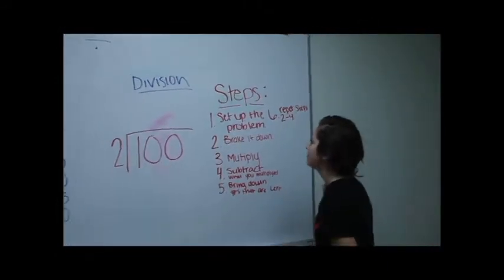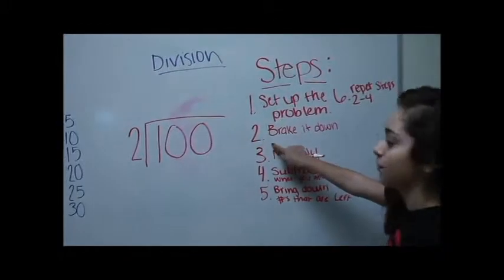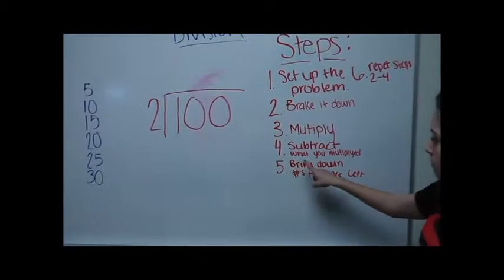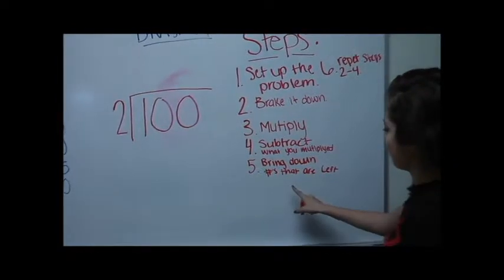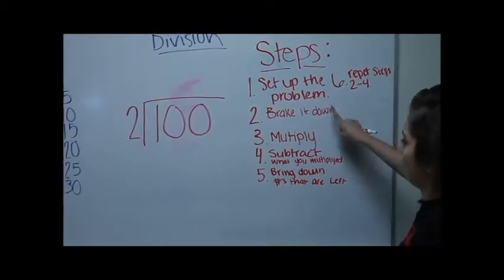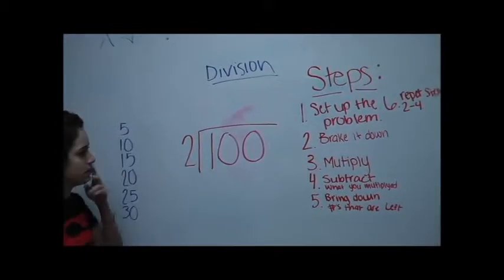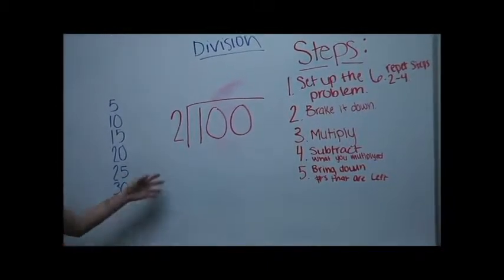So steps to division, which is: 1, set up the problem; 2, break it down; 3, multiply; 4, subtract what you multiplied; 5, bring down the numbers that are left; and 6, repeat steps 2 through 4. So we're going to show you the steps. Okay, so this is step 1, which is setting it up. Step 2 is breaking it down.